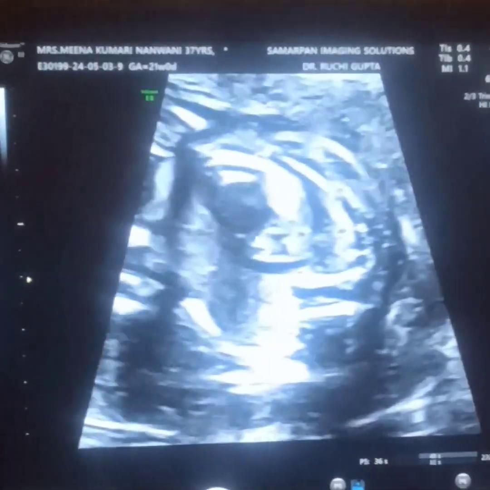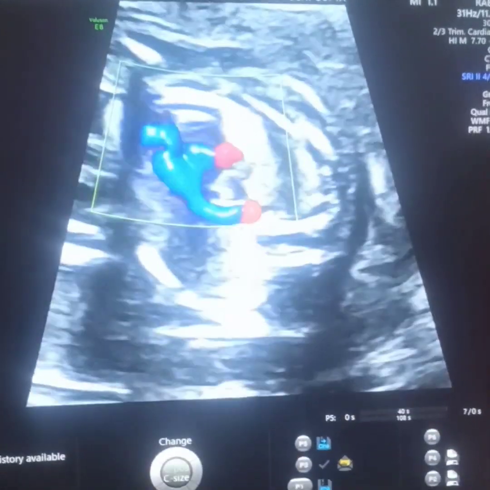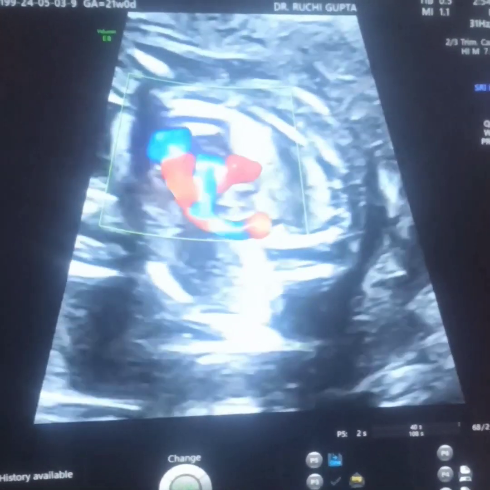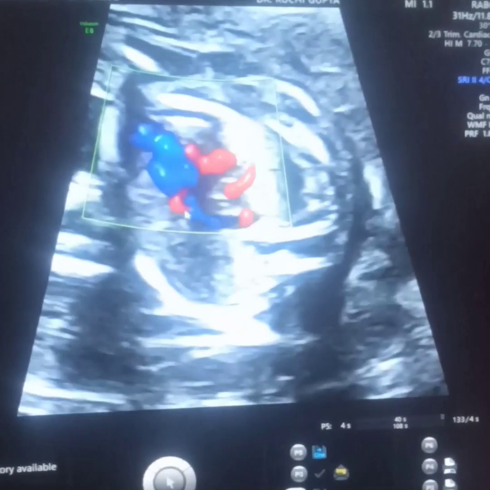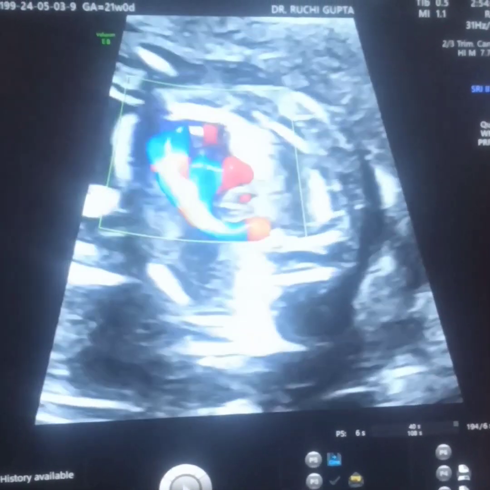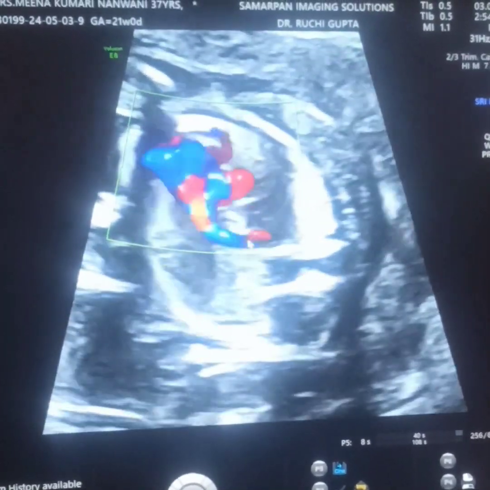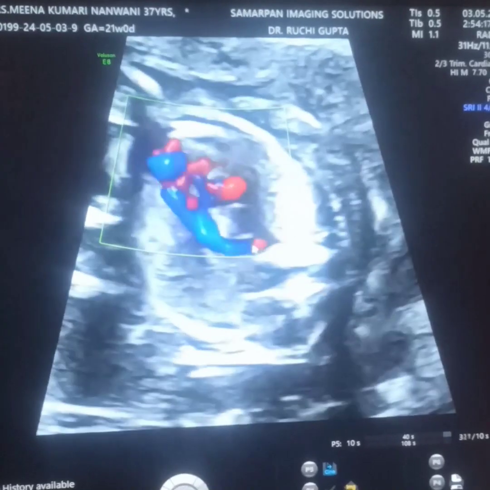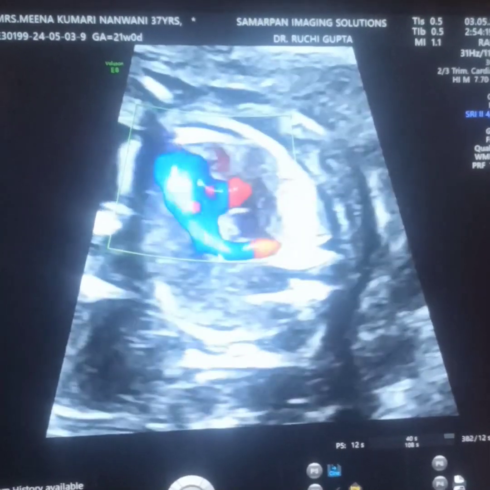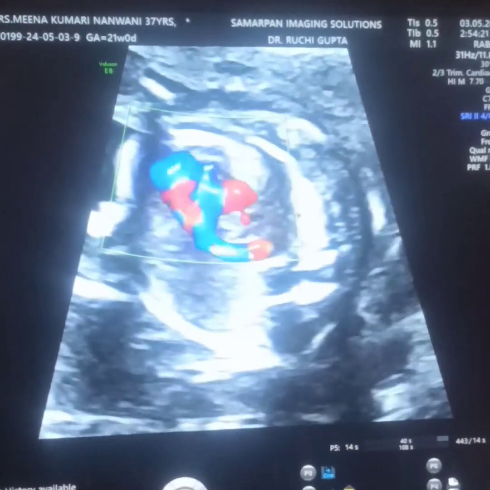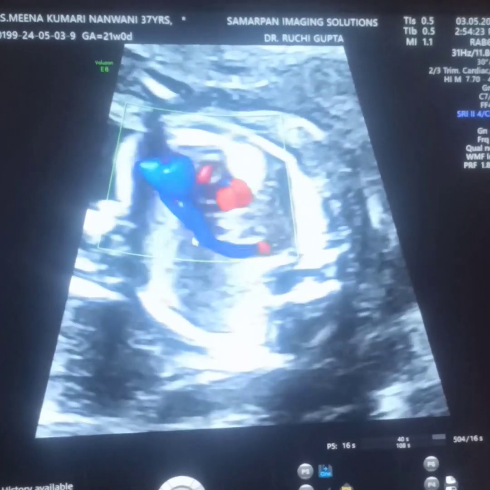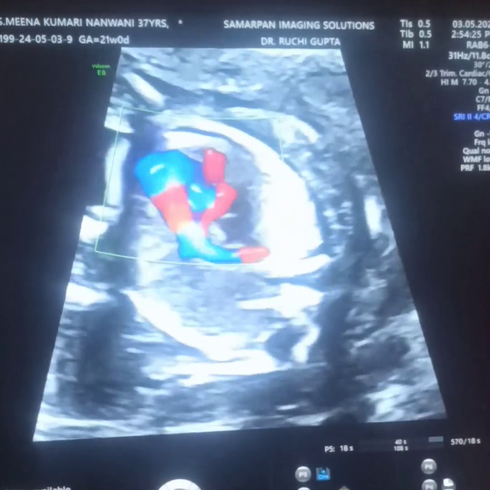Now we have a very good finding here. When we apply the color Doppler, you can see a vessel arising from the base of the junction of the aortic arch and the ductal arch. Can you name this? What is this? This is aberrant right subclavian artery. It is a very good finding and it is a rare finding.